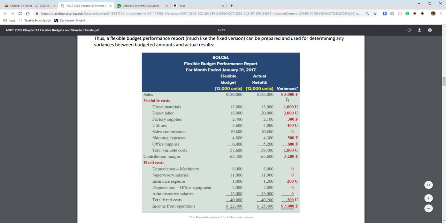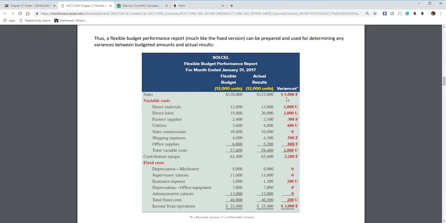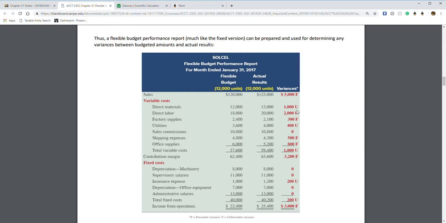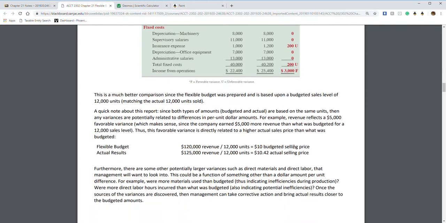Notice now the sales revenue is definitely closer. It's only a 5,000 difference instead of 13,000. Direct material is a little bit closer, 1,000. We're still costing more, so that's something to look at. Same thing here, but factory supplies has now become favorable. Utilities is unfavorable, but a couple more have become favorable, as the actual is less than what we would have budgeted. But this will still bring managers a few questions.